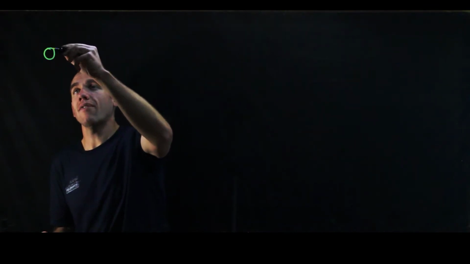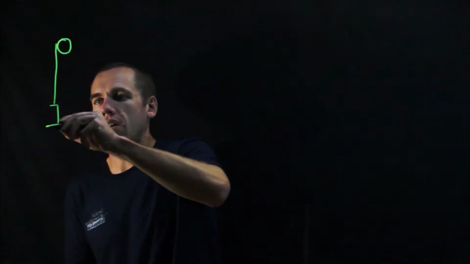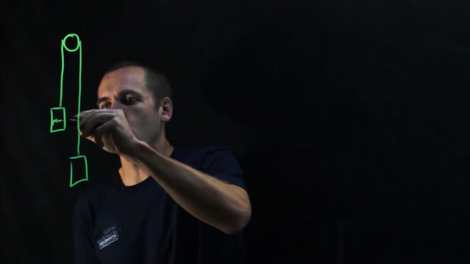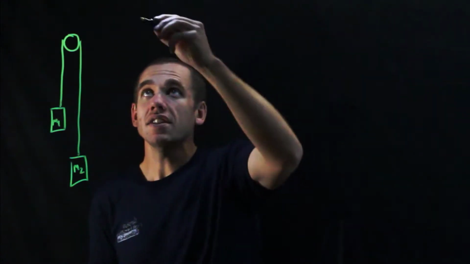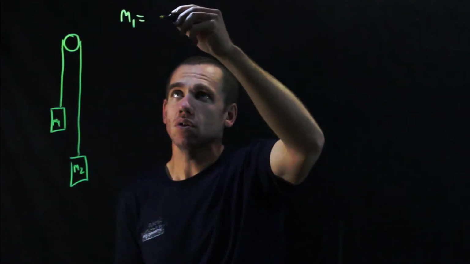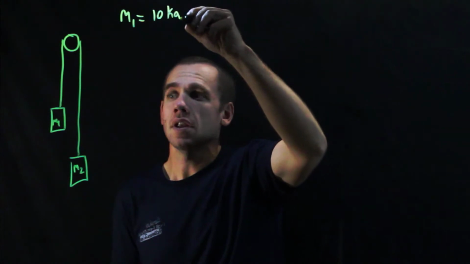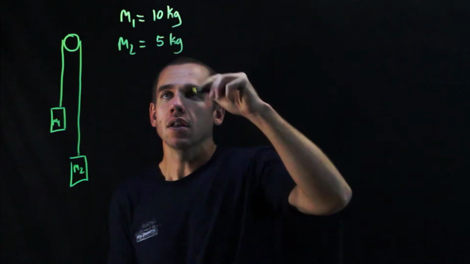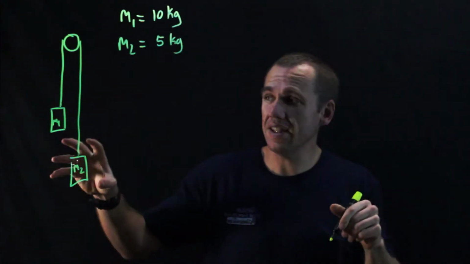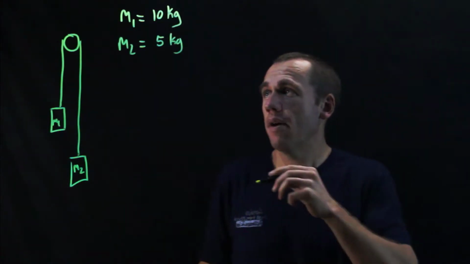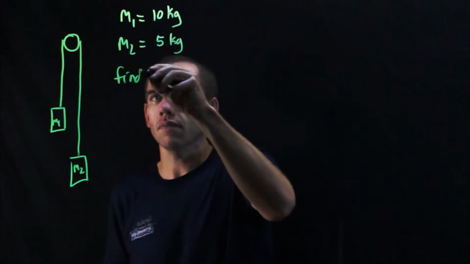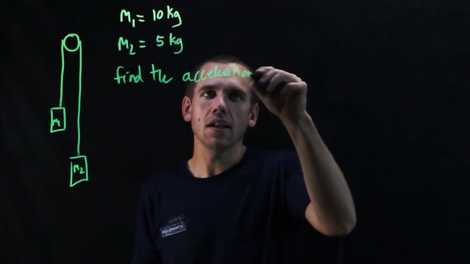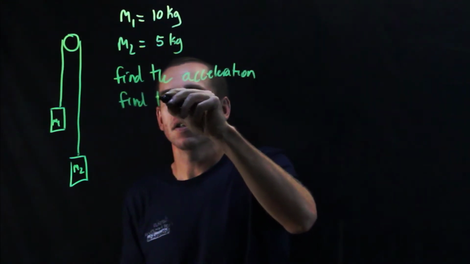Our first problem, we're going to have a pulley and we have a bucket over here and a bucket over here, and these buckets have mass. I'm going to call this one M1 and this one M2. And let's say that M1 is equal to 10 kilograms and M2 is equal to 5 kilograms. Okay? And these are held at rest and then released, and I want two things. I want to find the acceleration and I want to find the tension.